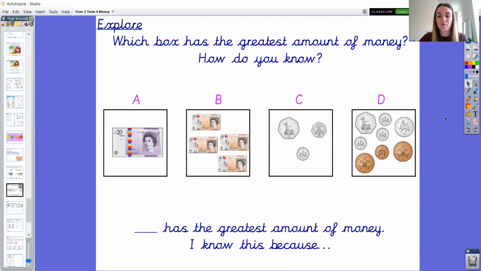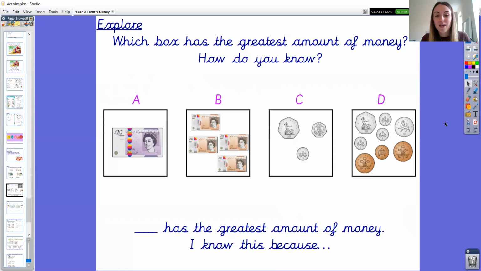Okay, so let's explore step 1 together. Which box has the greatest amount of money and how do you know? So what I'd like you to do is pause the video here and first of all find the total amount of money inside each box and then think about answering the question using the stem sentence. So, has the greatest amount of money. I know this because. So please pause the video here.